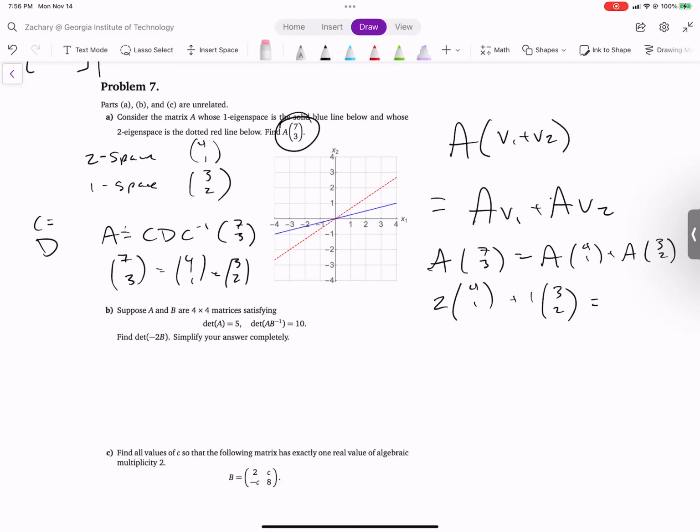Oh, did I? Yeah, I did. Okay, yes, I did. My bad. So this is 1 and this is 2. So that becomes (10, 5). Okay. And that's how you, this is the easy way to solve this question, right?